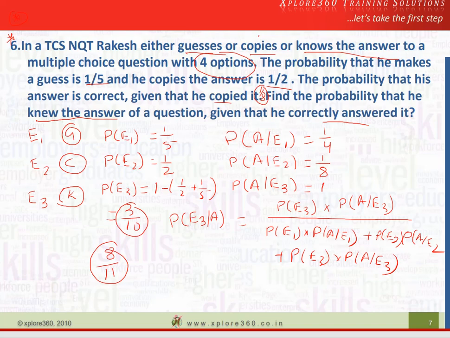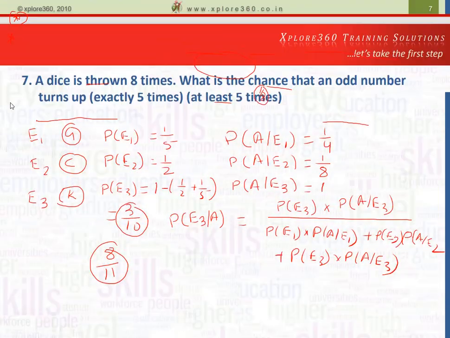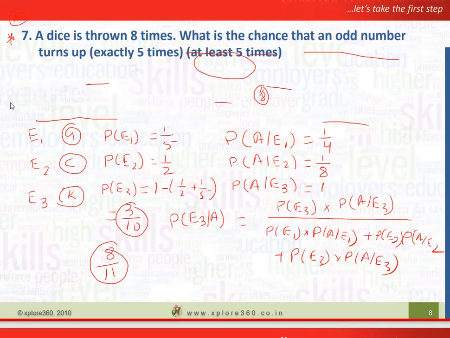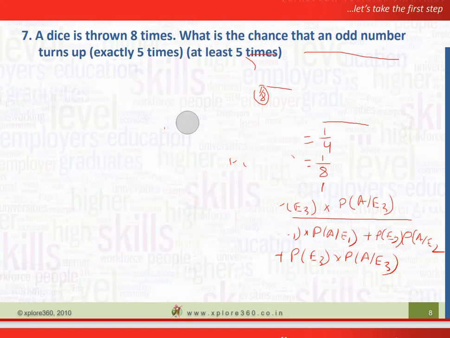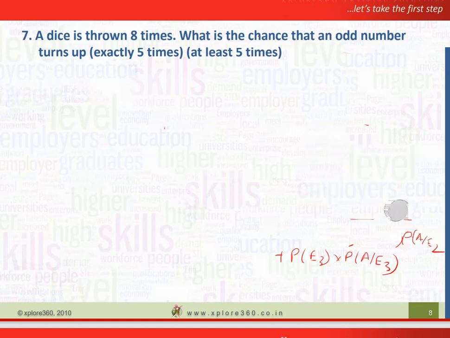Moving to the next question. The next question is once again from probability. This is a simple one. Why have I taken this question? Because I wanted you to understand binomial theorem questions in probability.